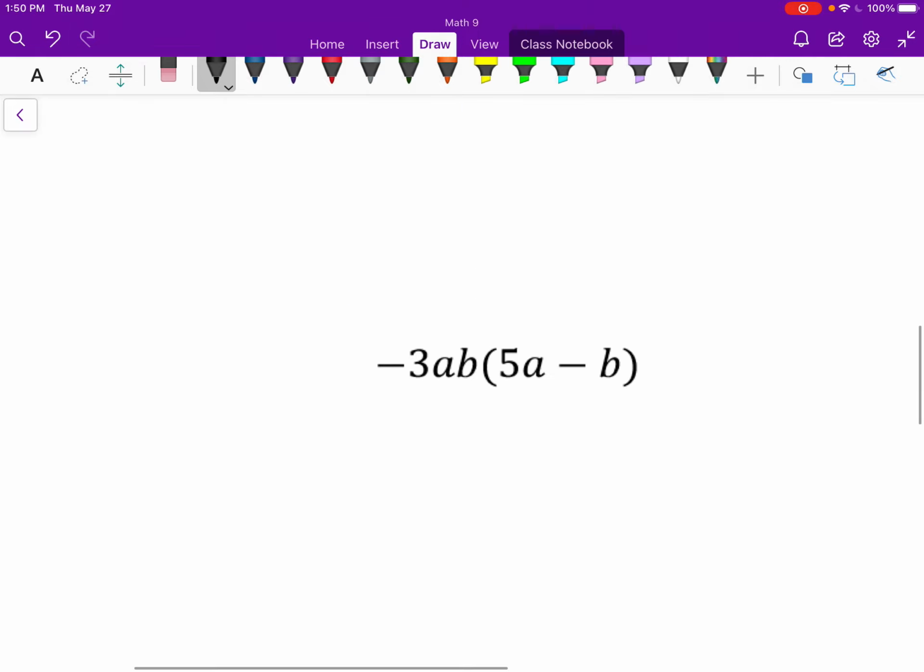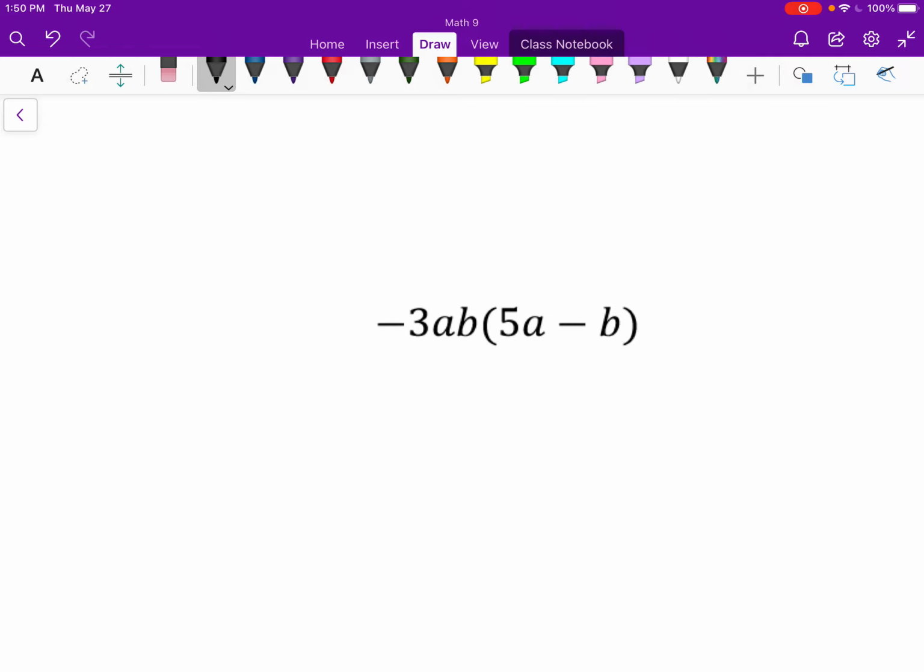And lastly, again, a monomial, negative 3ab times a binomial. Just a bit more stuff going on here. So again, I'll do the same sort of idea. First, I'll multiply the coefficients of this first pair. And so negative 3 times 5 is negative 15. I have a times a, which is a squared. And I have b times nothing else, so just b.